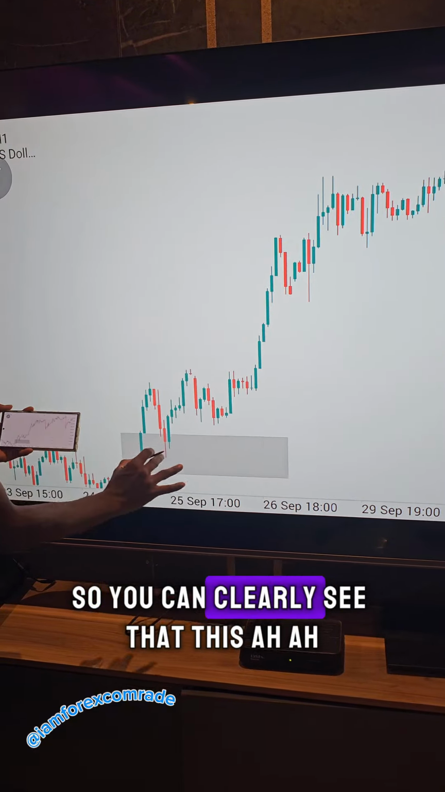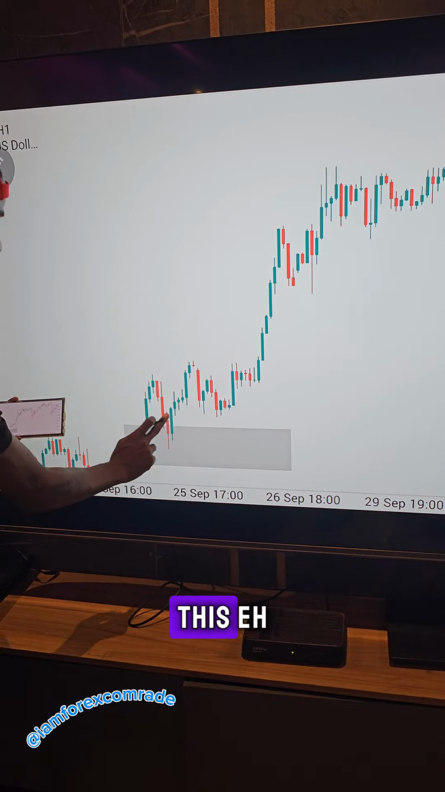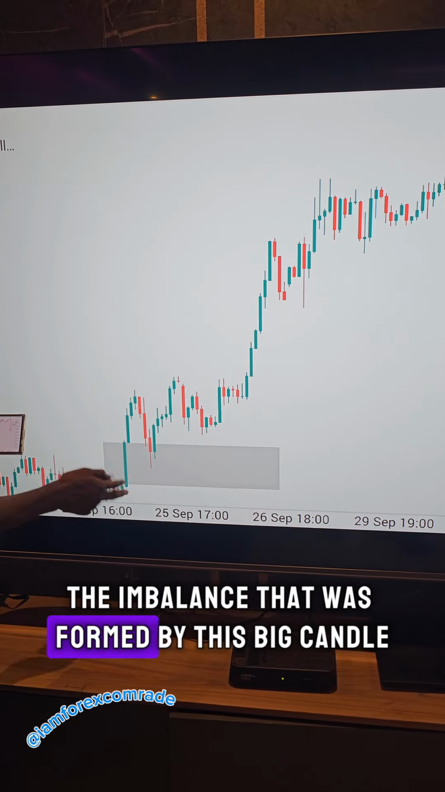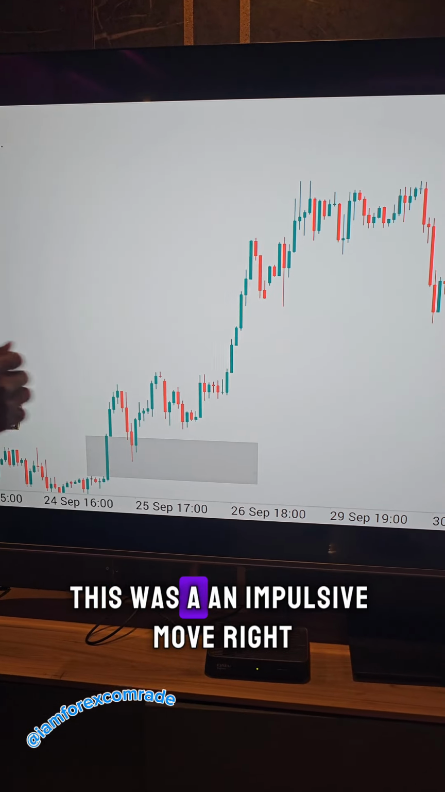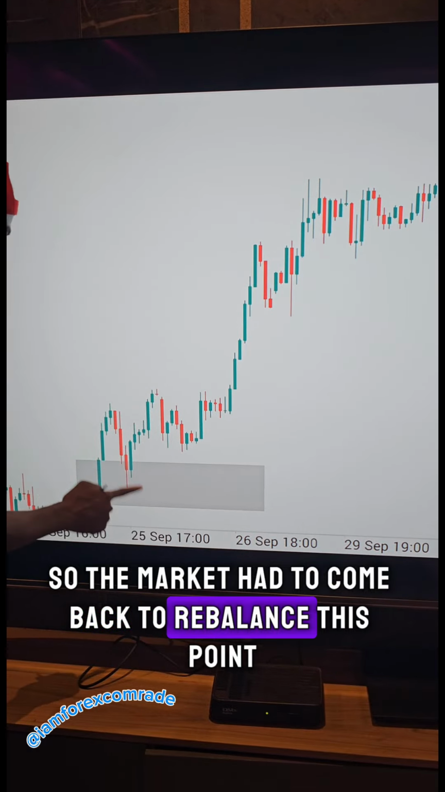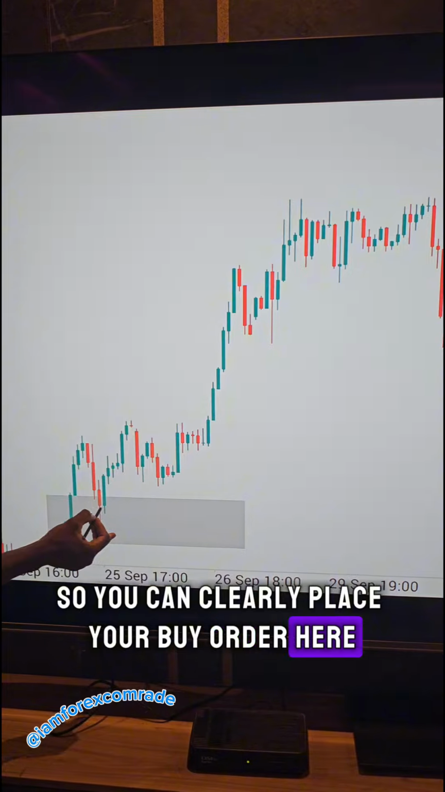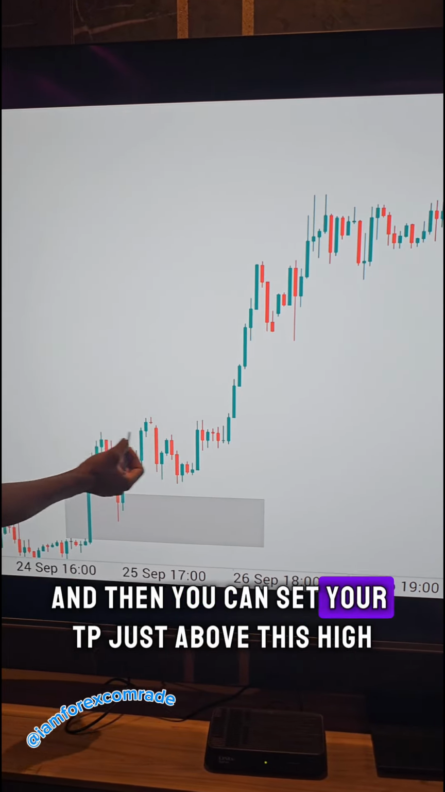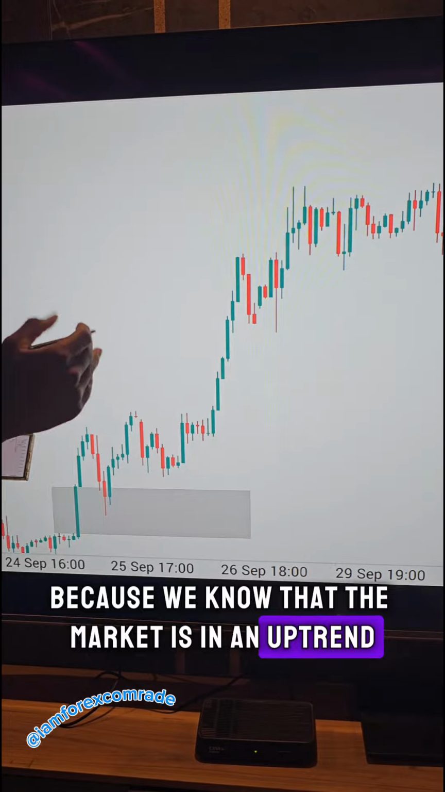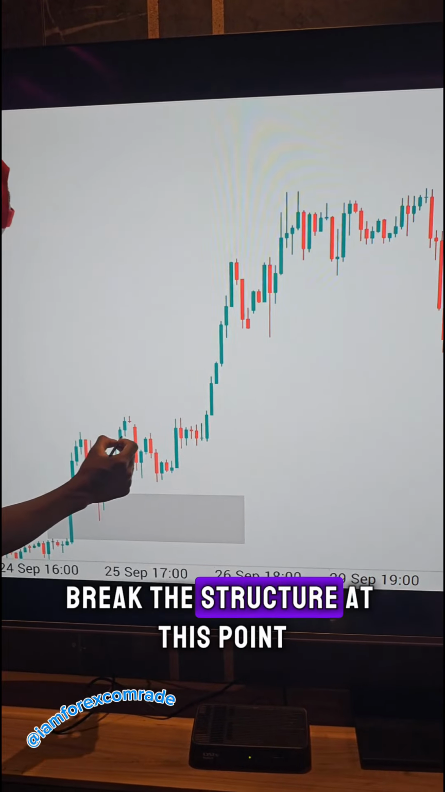So you can clearly see that this pattern was formed just to balance the imbalance that was formed by this big candle. This was an impulsive move. So the market had to come back to rebalance this point, and then it continued going up. So you can clearly place your buy order here, and then you can set your TP just above this high, because we know that the market is in an uptrend. So it is eventually going to break the structure at this point.